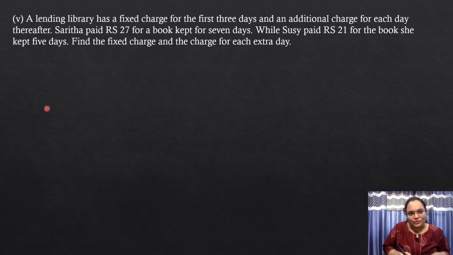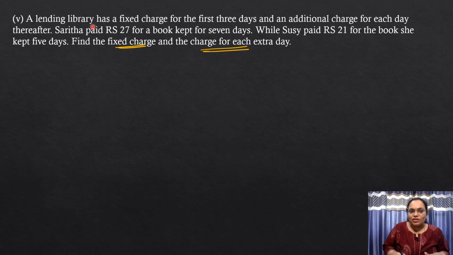Let us solve the fifth question. A lending library has a fixed charge for the first 3 days and an additional charge for each day thereafter. Sarita paid rupees 27 for the book kept for 7 days, while Susie paid rupees 21 for the book she kept for 5 days. Find the fixed charge and the charge for each extra day.